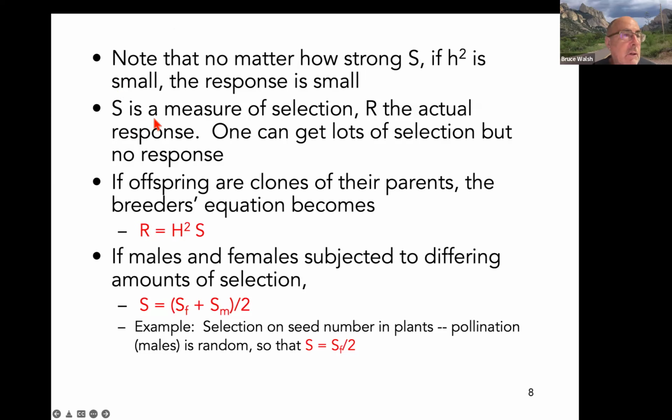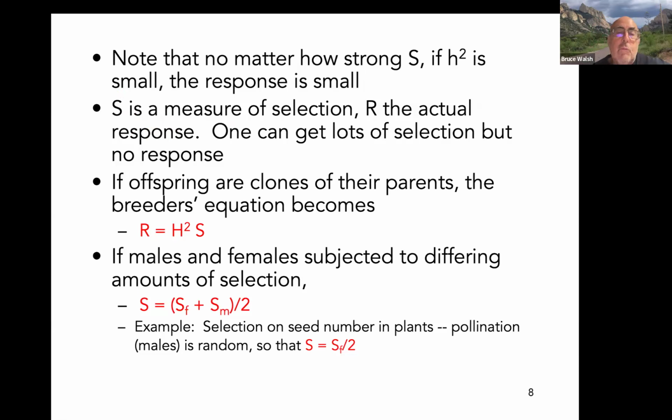So S is a measure of selection. R is a measure of response. This is often phrased from an evolution standpoint as: S is the ecology, R is the evolution, and h squared is the genetics. That's how those parameters are kind of connected.